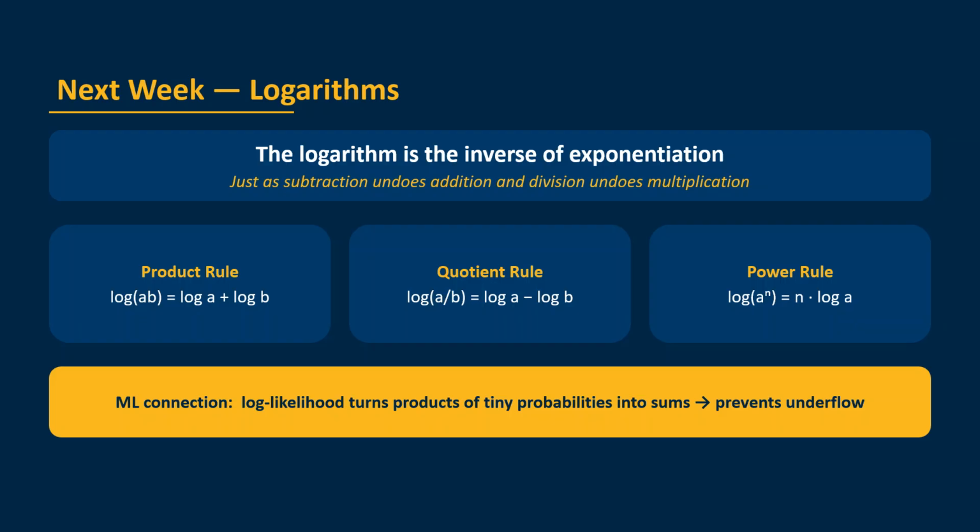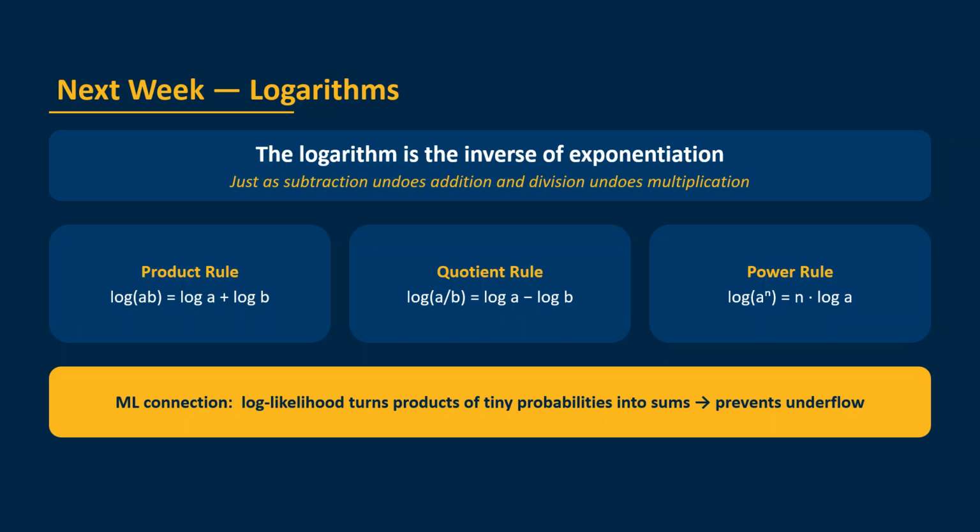Students will practice converting between logarithmic and exponential forms, solidifying the conceptual duality between these two representations. The machine learning connection deepens considerably with logarithms. Every machine learning algorithm that maximizes likelihood in practice maximizes log likelihood instead, a transformation that converts products of small probabilities into sums, preventing numerical underflow on finite precision hardware.